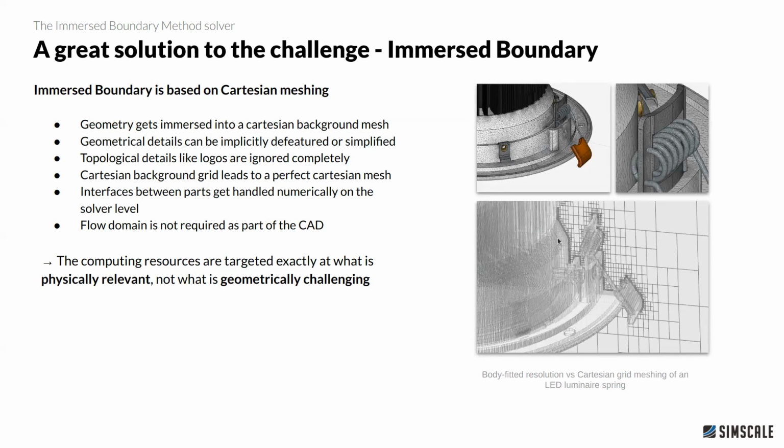On the contrary, if you do Cartesian meshing, we just now embed our CAD model into a Cartesian grid that still refines towards important parts and surfaces, but does not resolve exactly the geometrical shape of the parts, but rather kind of embeds them into this grid. So that allows us to implicitly defeature some of the little details, or simplify details into just coarser resolution, if you will. And topological details that I mentioned before, like logos, etc., they don't play any role at all, because they are just completely ignored by that meshing algorithm.